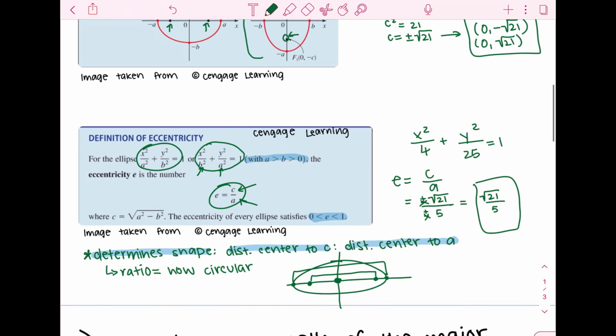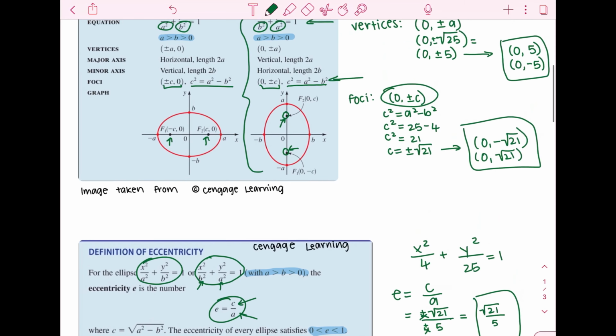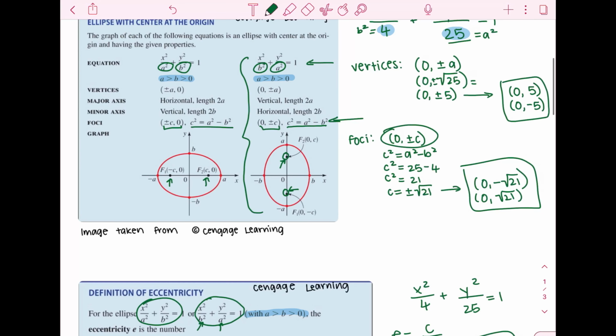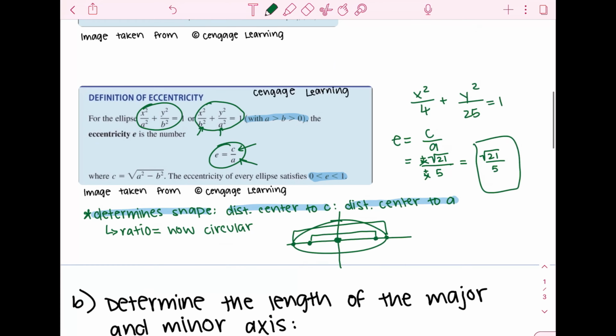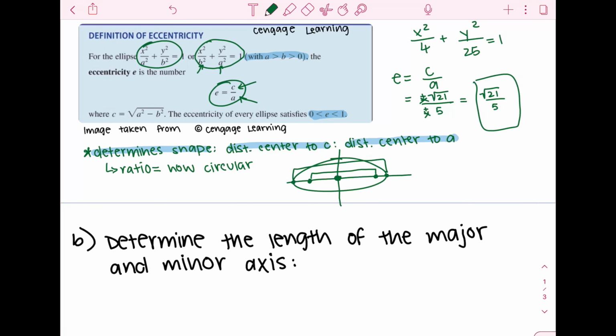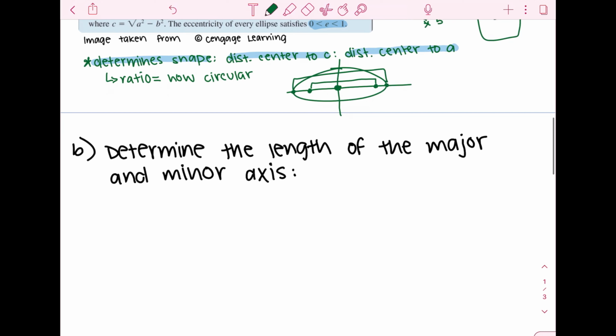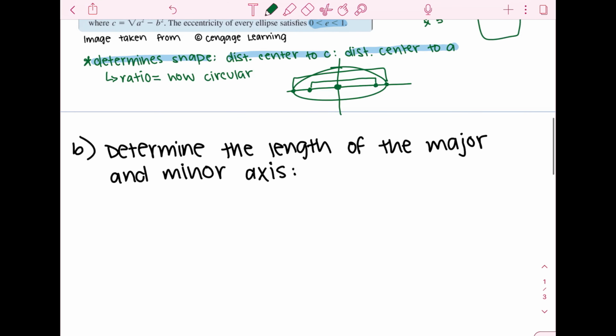Especially with conics, I'd say the most important part, if you don't want to memorize it, is to know how the equations work and how they are structured. If you have that in your mind, then you'll be able to solve any equation that comes your way. Okay, and finally, part B of the problem: determine the length of the major and minor axis. So let's start with our major axis.